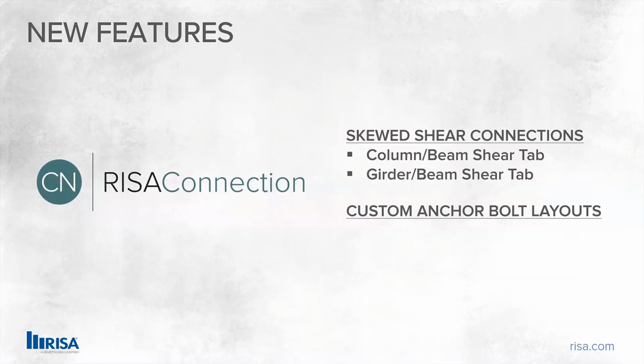Finally, for RISAConnection, some of these are version 12 features, but we're rolling them all together. We've added skewed shear connections, both shear tabs on column beam and girder beam connections. And then the big one that we're really excited about is custom anchor bolt layouts. Again, another one of those really highly requested features, being able to customize the anchor bolt layouts, add custom numbers of anchor bolts, custom spacings and locations for anchor bolts to be able to really hone in on those conditions that aren't a very standard column on a square footing in the middle of a building. We need to have those custom anchor bolt layouts so that you can do the job that you need to do.